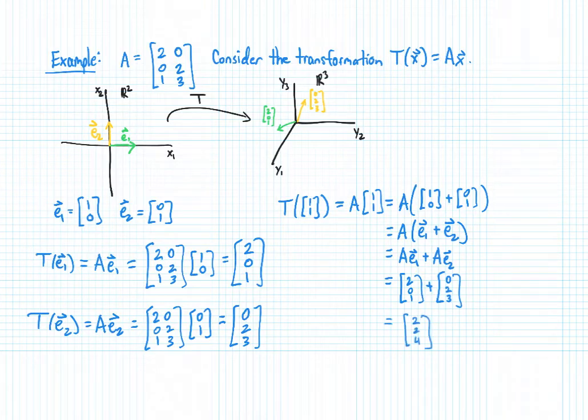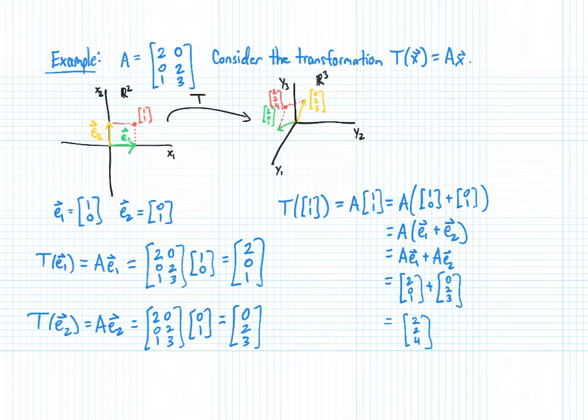Now, if your goal was just to calculate T of (1, 1), it would have been much easier to just multiply A times (1, 1). But this calculation sheds some light on the situation. Because on the domain side, we can plot (1, 1) as being related to e1 and e2 as the sum of the two vectors. And the calculation that we just saw shows that T of (1, 1) is similarly related to (2, 0, 1) and (0, 2, 3) as the sum of those two vectors.